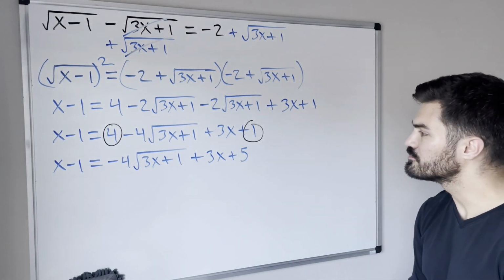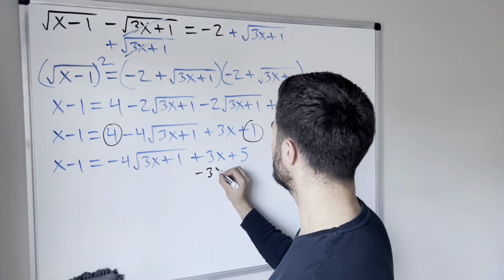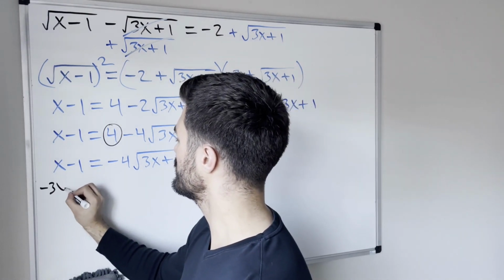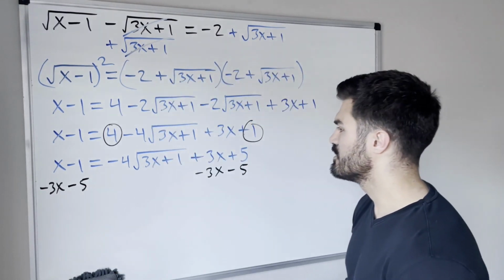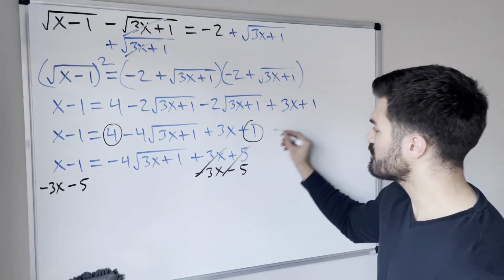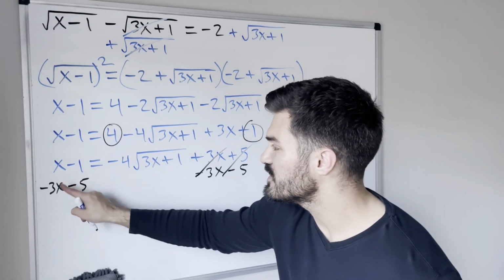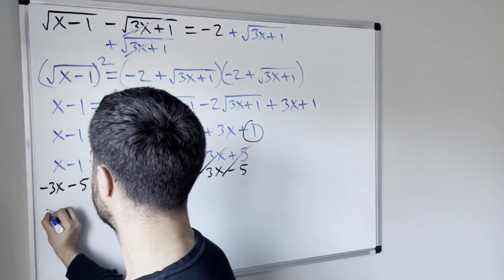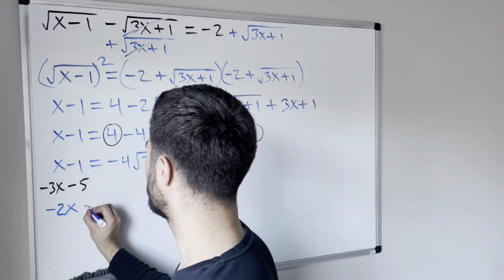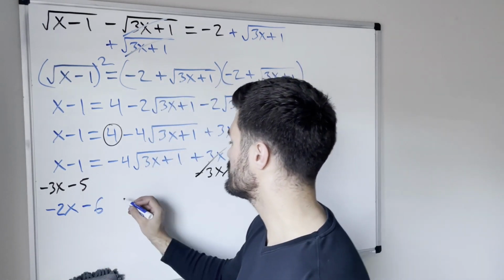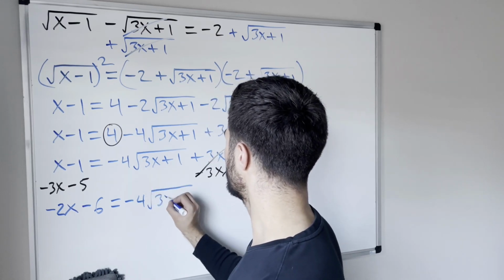So now what we can do, we can isolate this radical term by subtracting 3x from both sides, minus 3x, and subtracting 5 from both sides, minus 5, minus 5. So on the right-hand side, this is all going to cancel. We're just going to be left with that radical term on the right-hand side, exactly how we want it. On the left-hand side, we have x minus 3x, that is negative 2x, and then we have negative 1 minus 5, that is negative 6, which equals negative 4 times the square root of 3x plus 1.